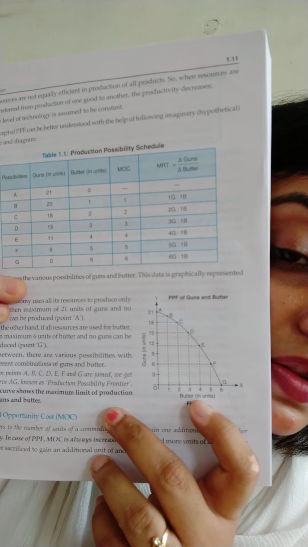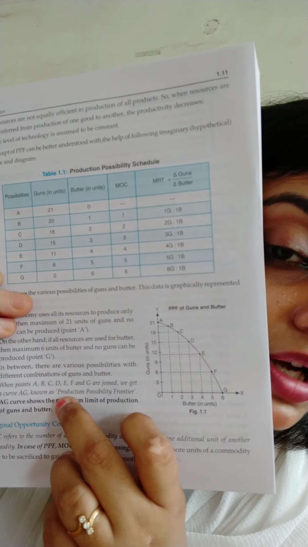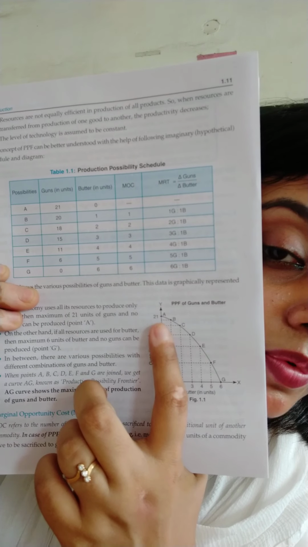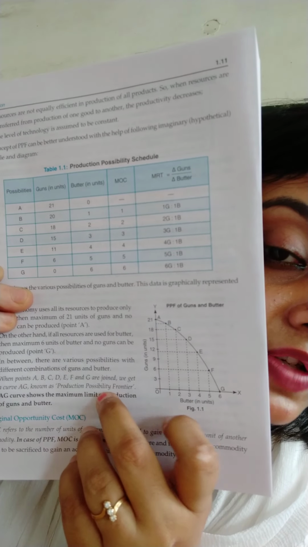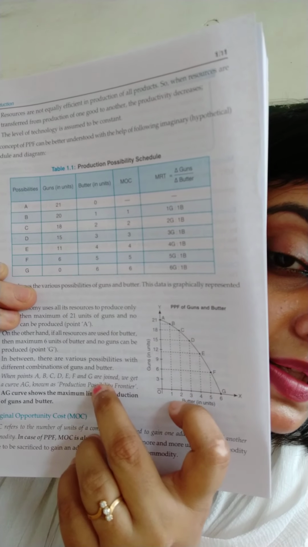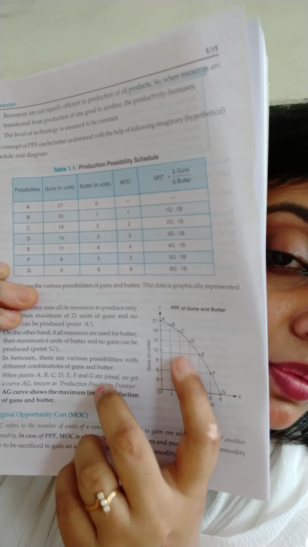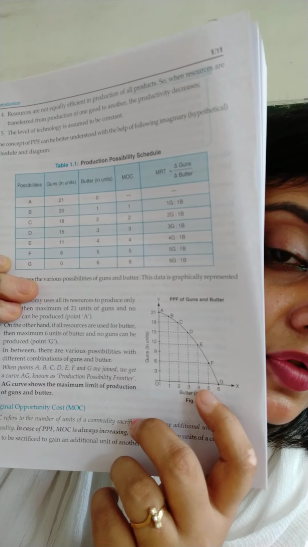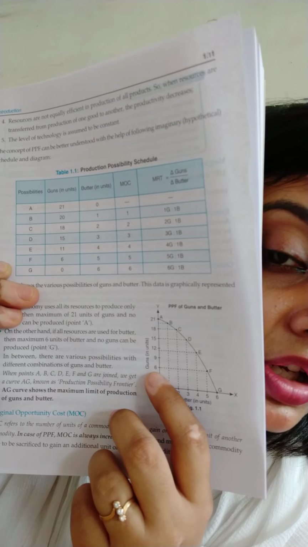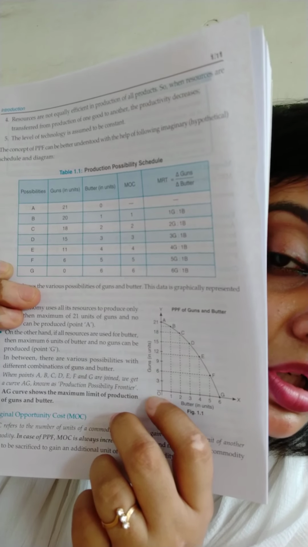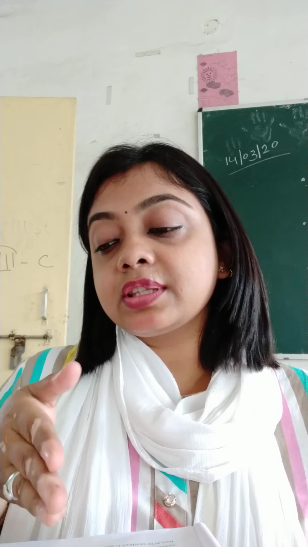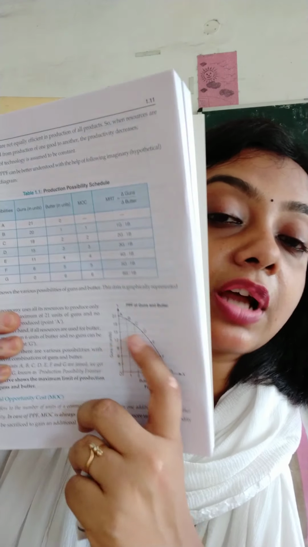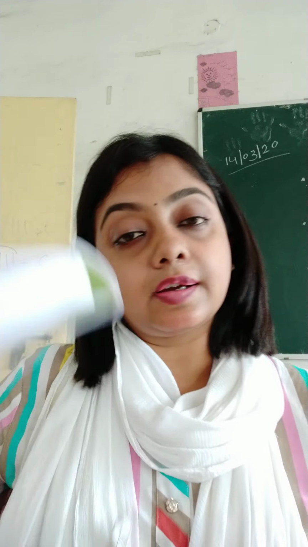Here we have measured butter on the horizontal axis and guns on the vertical axis. See, we have plotted the points. Again, if I increase the production of butter to 5 units, gun production falls to 6 units. So as I am increasing the production of butter, the production of guns is falling. So it is a downward sloping production possibility curve.